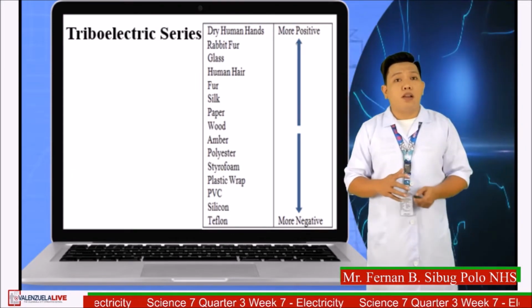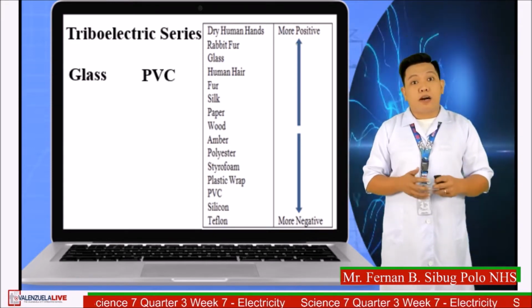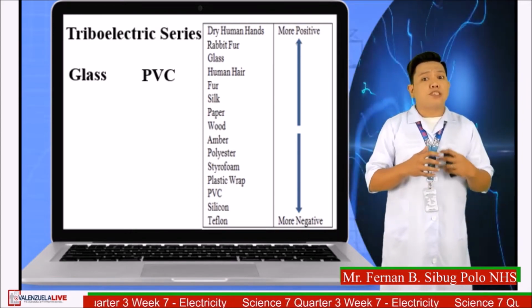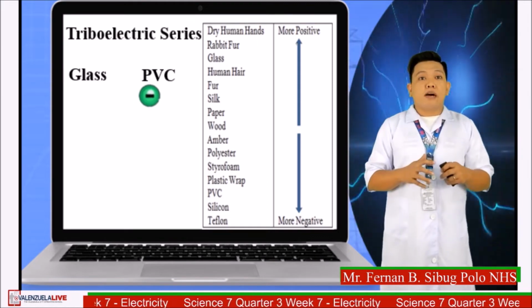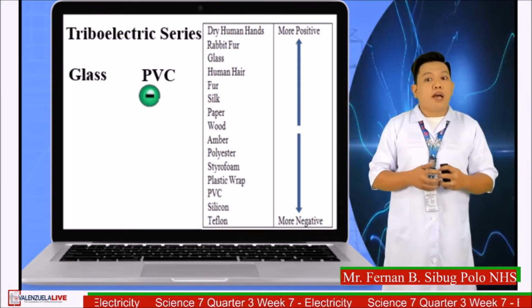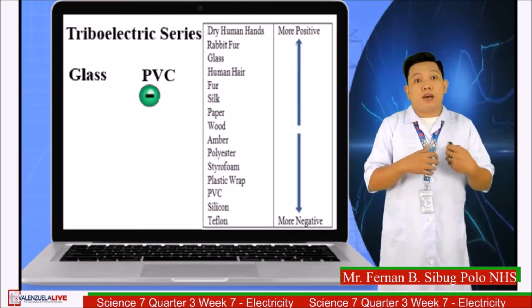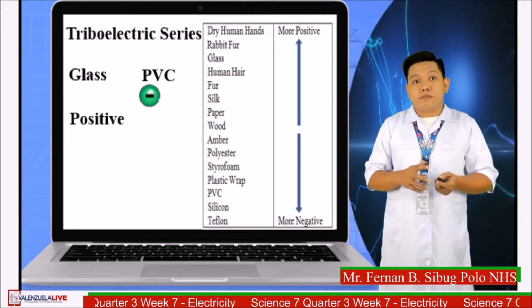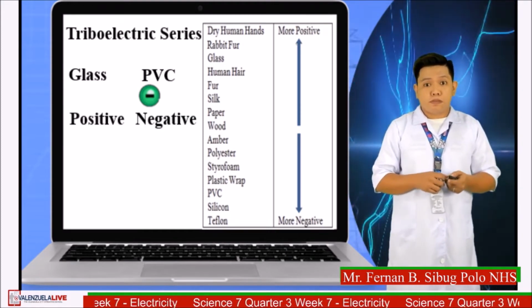Here's an example. A glass and a PVC pipe rub against each other. The glass, which is located in the upper position, tends to give electrons and becomes more positive, while PVC, being located at the bottom, tends to accept electrons. Therefore, it makes the glass positive and makes the PVC negative.